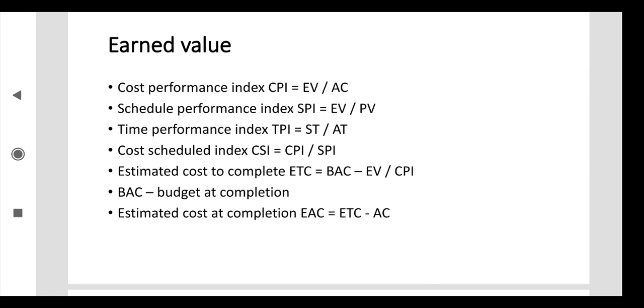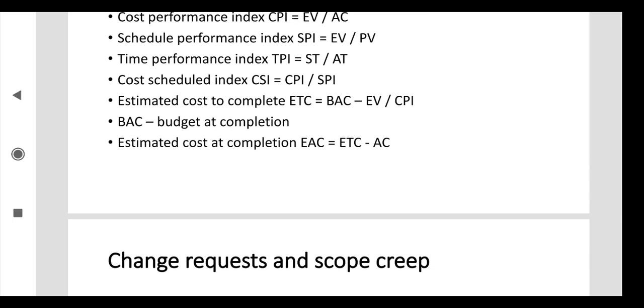Cost performance index, CPI, equals the earned value divided by the actual cost. Schedule performance index, SPI, equals EV divided by PV. Time performance index, TPI, equals ST divided by AT. Cost schedule index, CSI, equals CPI divided by SPI. Then estimate to complete, ETC, equals BAC minus EV, divided by CPI. Estimate at completion, EAC, equals ETC plus AC. These are all the various formulas we have to use. We have to attain those values and use them to compute the earned value.